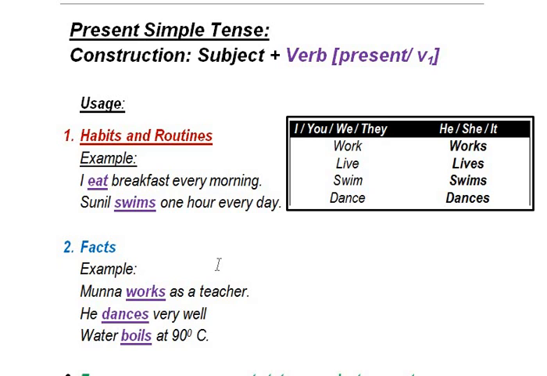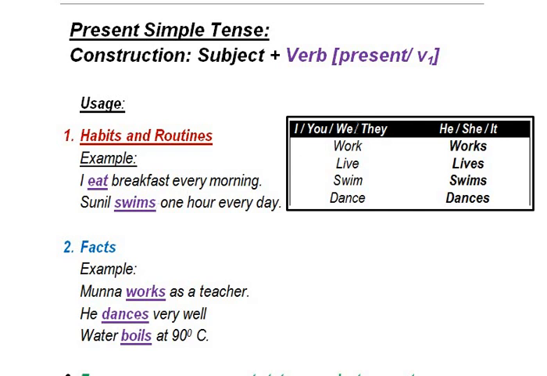For example, I eat breakfast every morning. It is nothing but my habit. And Sunil swims 1 hour every day. So daily he swims. This is nothing but routine. But if you see here in the second example, swims is given. This is nothing but the alternative first form or V5 form.